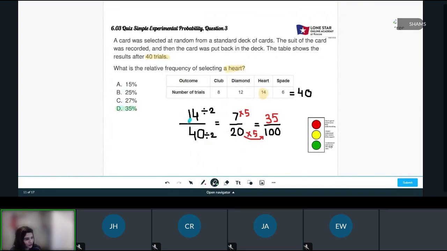Right? I got 35. Joycelyn's still in the process of finding. Edgar, I don't see your work, so I can't give you feedback, but this is what I got. 35%. Yes, Joycelyn verifies 35%. Let's move on to question 4.